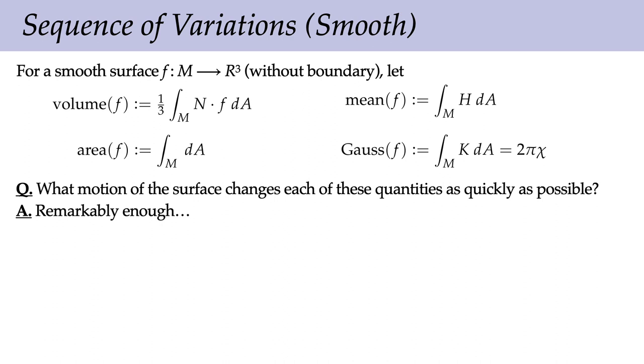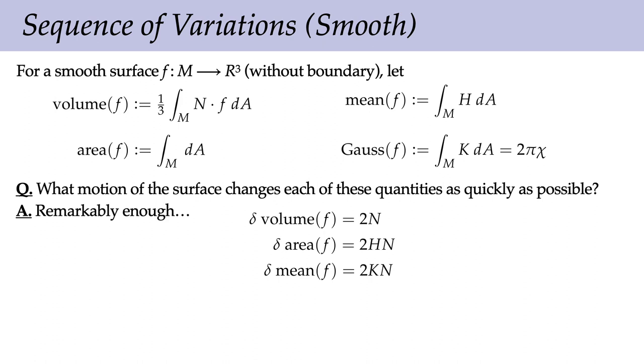The gradient of the volume is just going to be the normal times 2, meaning if I want to increase volume as quickly as possible, I should just move every point on the surface a little bit in the normal direction. The gradient of area is twice the mean curvature normal. So if I want to increase area as quickly as possible, I should move in the direction of the normal at speed proportional to the mean curvature h.